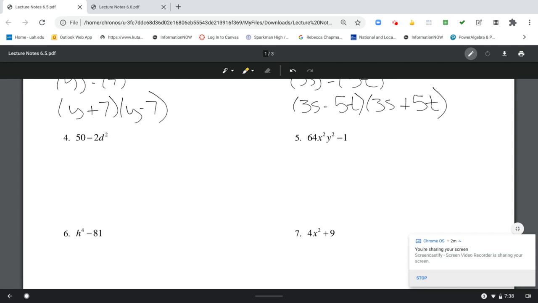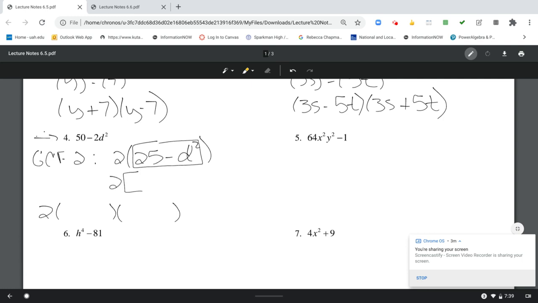Now, number 4, I apologize, we haven't run across that yet because we have a greatest common factor of 2 that we need to address. So we're going to pull out the 2, and that leaves me with 25 minus d squared. Now, my final answer is going to look like this, a 2 with 2 binomial factors behind it. So I'm going to break up what's in the parentheses. So I have 2 times 5 squared minus d squared. So that would give me 5 plus d and 5 minus d.